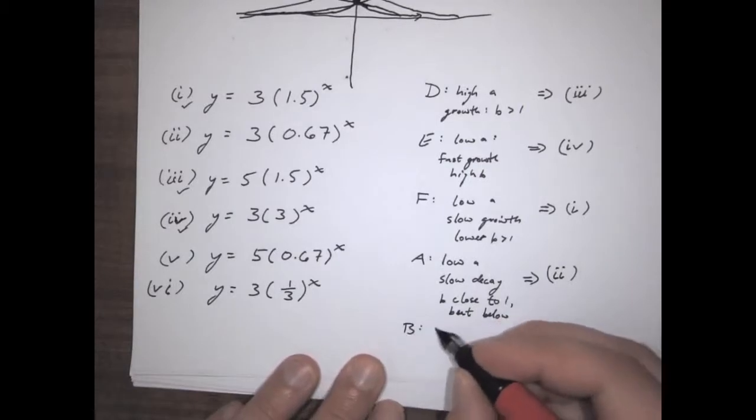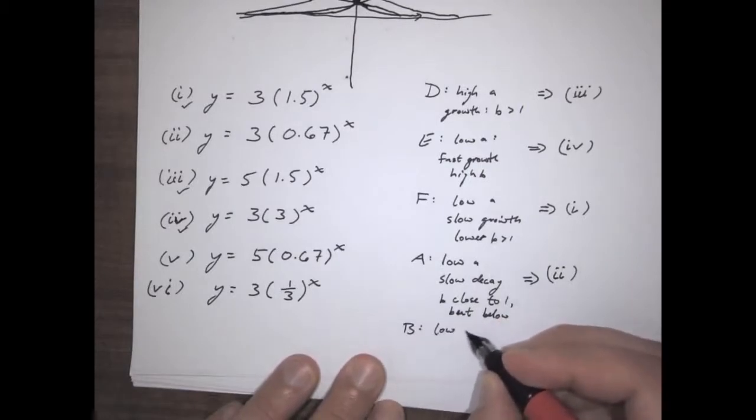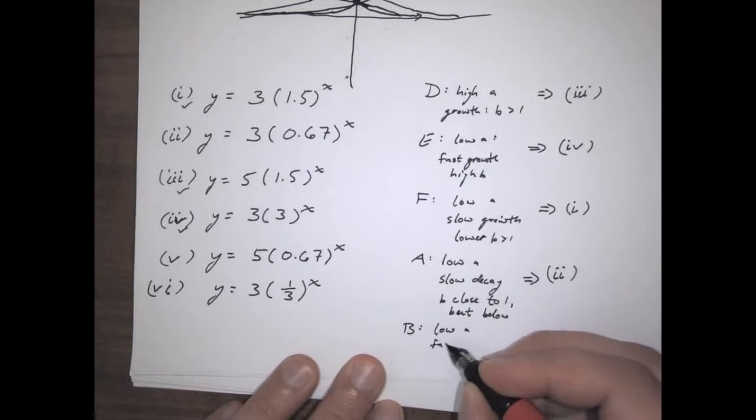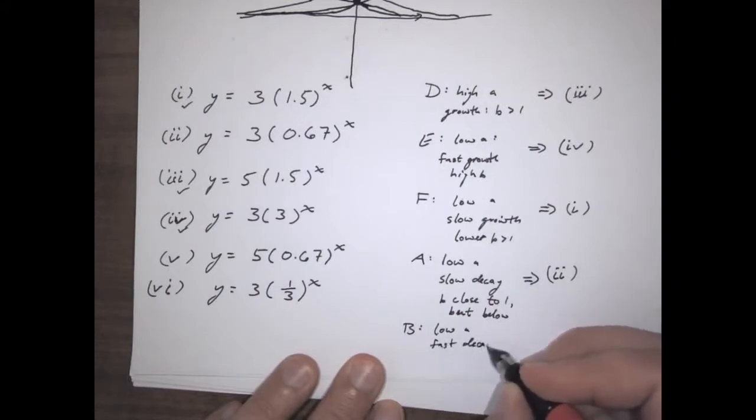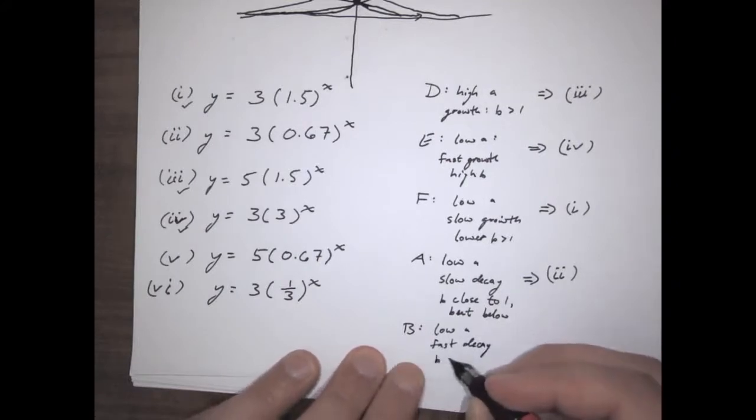B, on the other hand, does drop fast. So low a, fast decay, which means b close to 0.